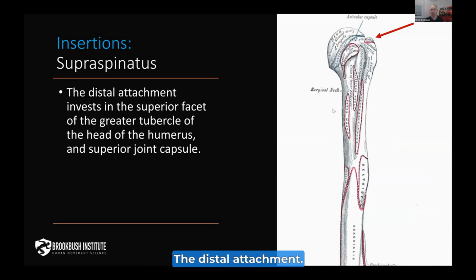The distal attachment, this gets just a little complicated, but you see it invests in the superior facet of the greater tubercle at the head of the humerus and the superior joint capsule. That sounds worse than it is. You can see the red arrow here in the picture. The greater tubercle is the larger bump, the more lateral bump of the humerus, and you can see it connects to the superior portion of that large bump. And if you saw the rest of the anatomy of the shoulder, which obviously has been removed in this picture, you'd see that the tendon of the supraspinatus also blends with the shoulder capsule.